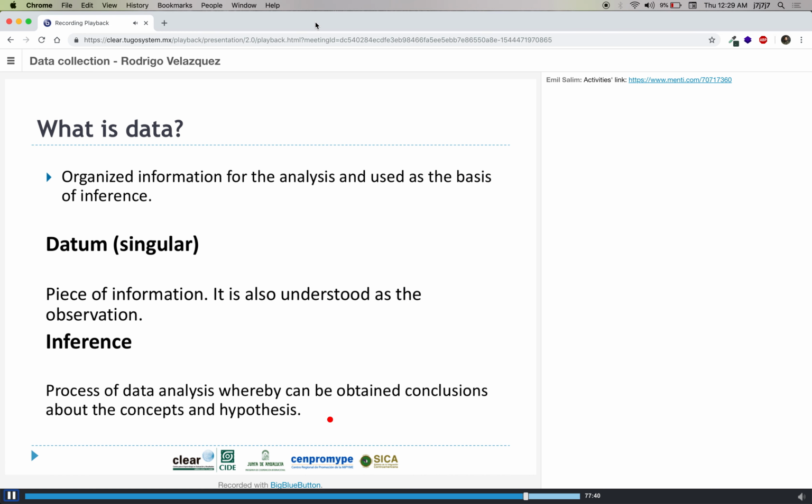So in the beginning of this session, I already said that evidence is this set of evidence. We talk about data. So data can be defined as a piece of information for the analysis, and this is used as a basis for inference. So it is a type of information, but it also is organized and it is used to analyze, and particularly for inference.